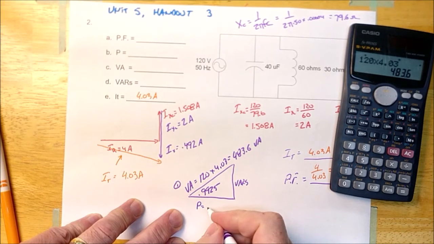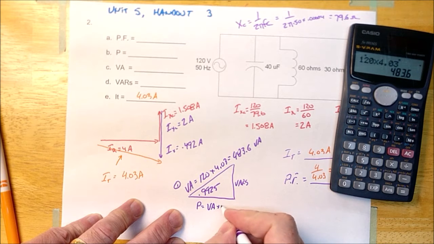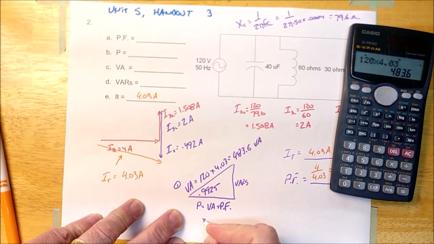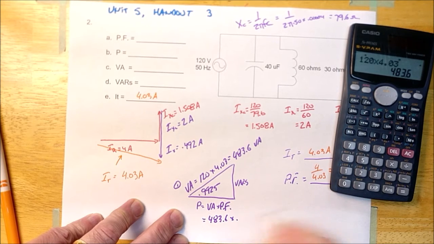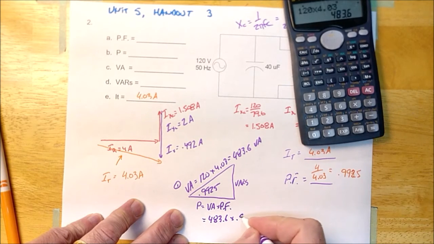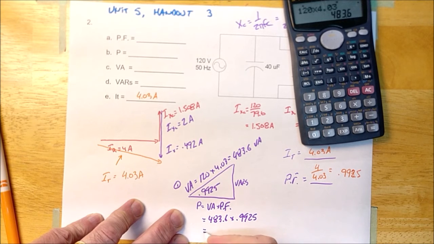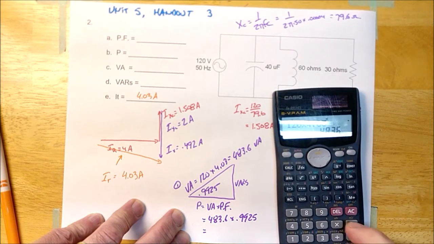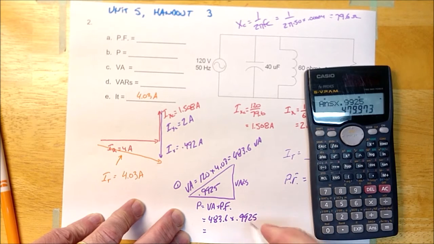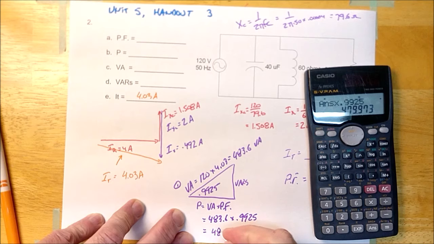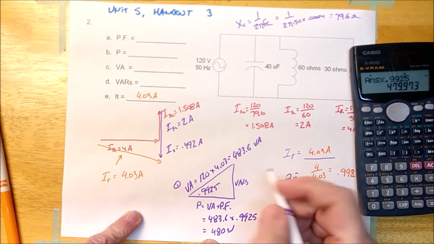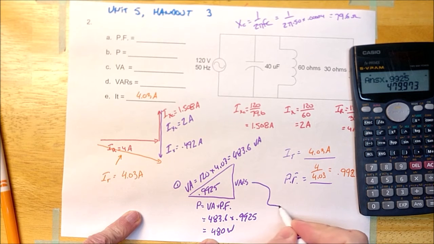Now I'm going to calculate my power. VA times power factor. Okay, guys. So 483.6 times 0.9925. I mean, this is almost running at unity, right? So 483.6 times 0.9925. Looks like it's 480 watts. Okay, guys. And my VARs, which I'm going to calculate right down here.